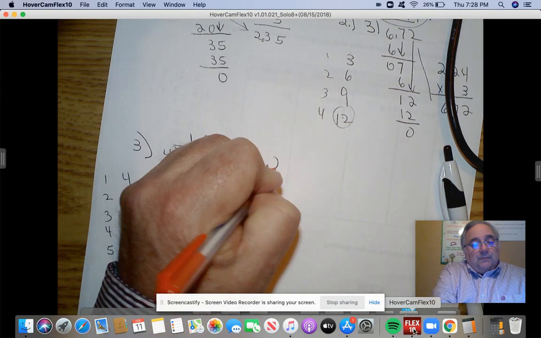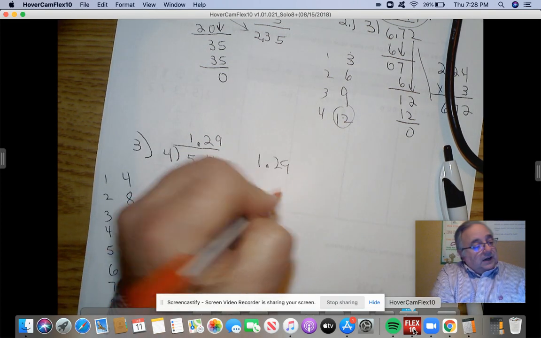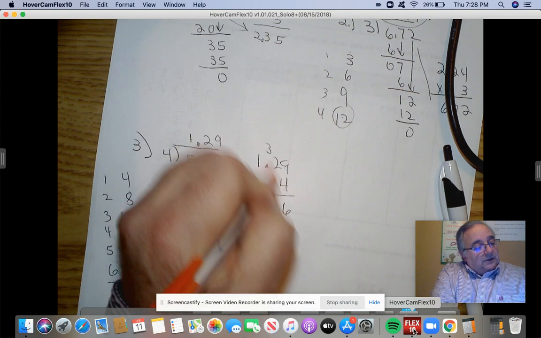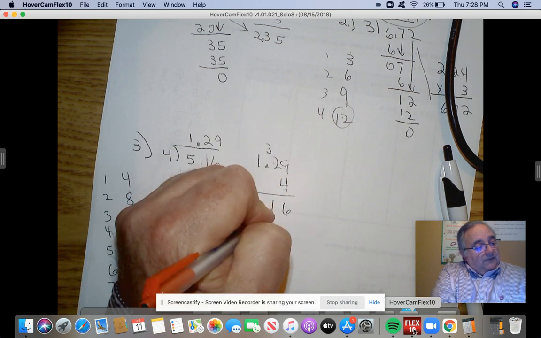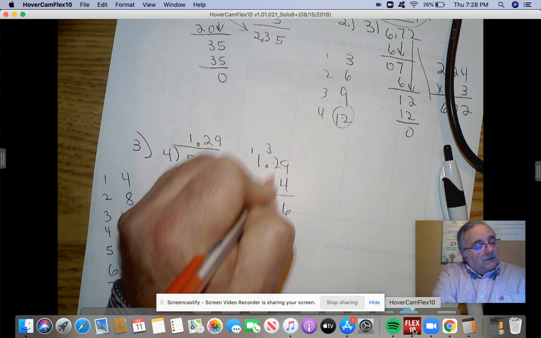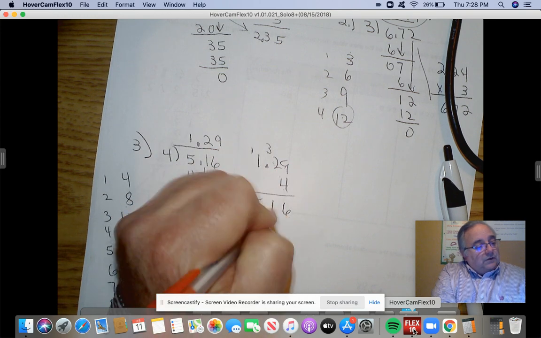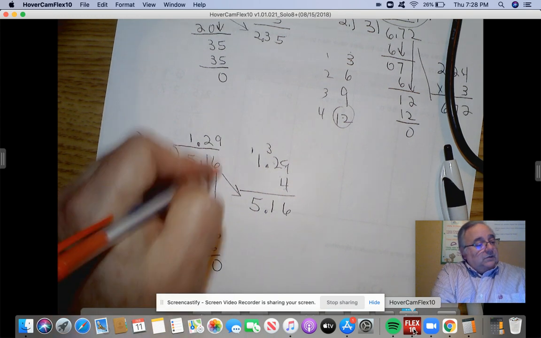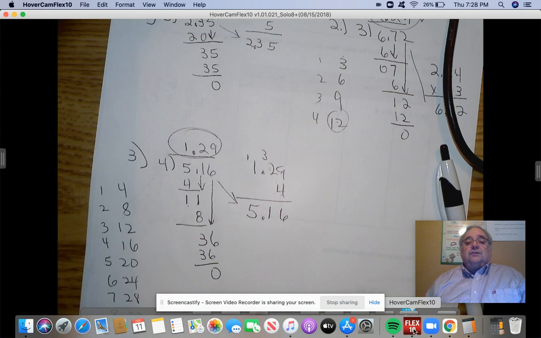Once again, I multiply to make sure I get the right answer. 9 times 4 is 36. Carry 3. That's 8. 11. Carry 1. That's 5. 2 place value digits. 1, 2. And there's my decimal. These 2 equal. That means that I have the correct answer.